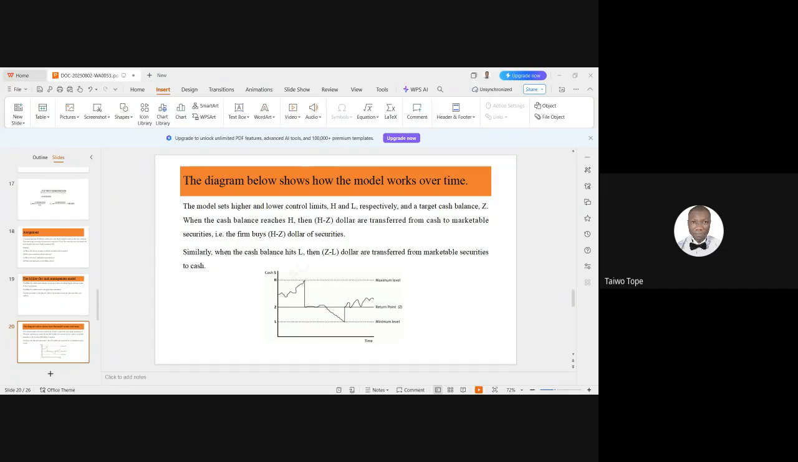dollars are transferred from cash to what? To marketable securities. And when the cash level reaches the minimum, what happens? Dollars are transferred from marketable securities to cash. So this is using dollar as a scenario here. So this is the Miller-Orr model.